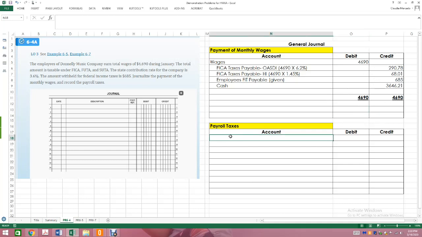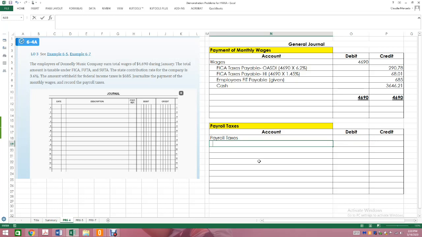Okay? Now, that is the first entry that we need to do. The second entry is to record the payroll taxes. Now, these are the taxes that the employer has to pay for having you as an employee. So, I'm going to have an account called payroll taxes. I don't know how much that is. This is an expense account. I know that it's going to be a debit, but I don't know how much taxes it is. So I'm going to leave that blank for now. I'm not going to put a number there.